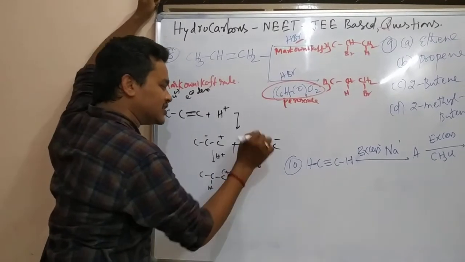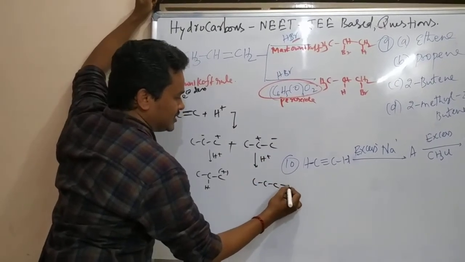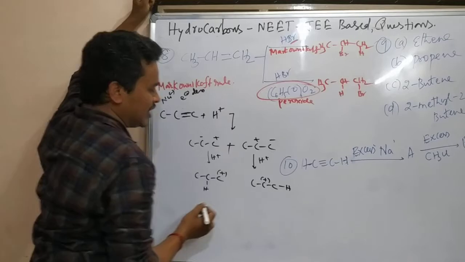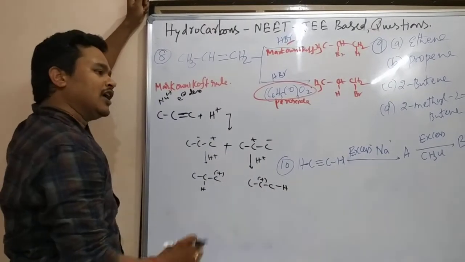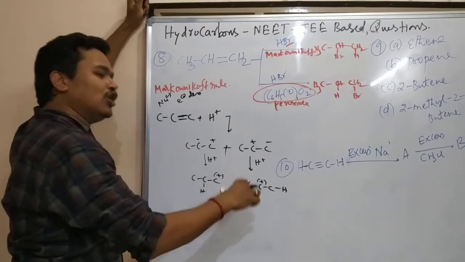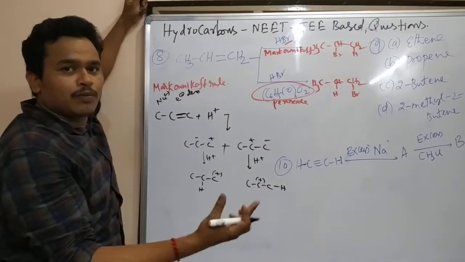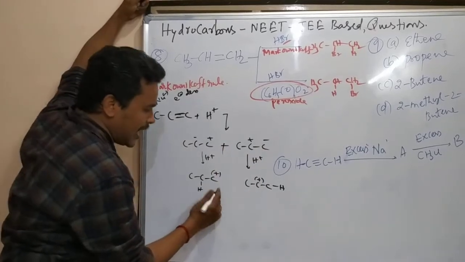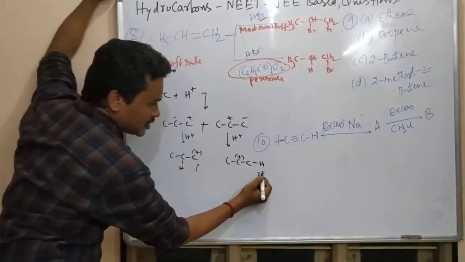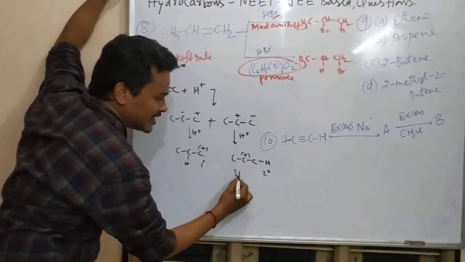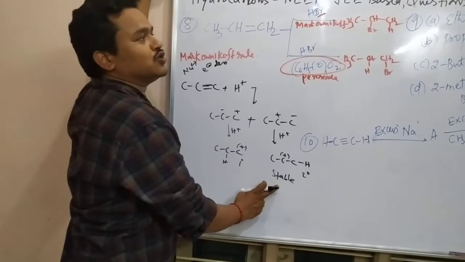In case this one is correct, H plus coming, H is attached here. Here C plus. Here also carbocation forming. This is the intermediate. Which one is going to proceed further? The stable one only is going to proceed further. Here it is a primary carbocation. Here it is a secondary carbocation. So this is going to be the stable one. If they are asking the intermediate, this one you have to choose.